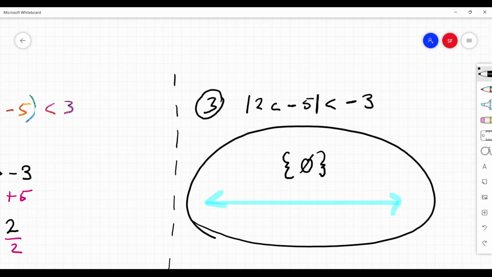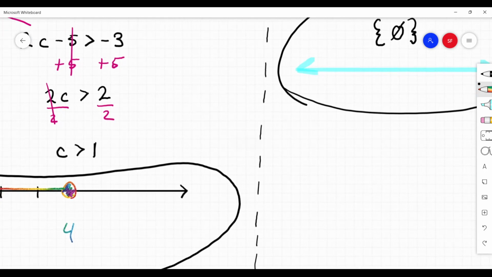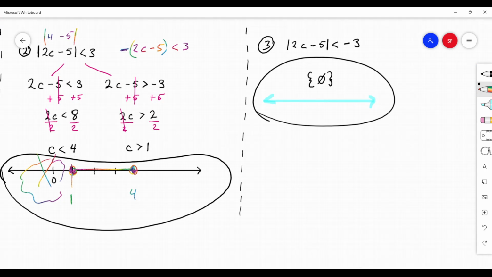So if we're doing this, it has a negative number on the right. If it's a negative number, it's greater than a positive number. Like if this was flipped around, this would have a solution. In fact, it would be all real numbers, because all real numbers give you an answer that's greater than negative 3. Right? Okay.